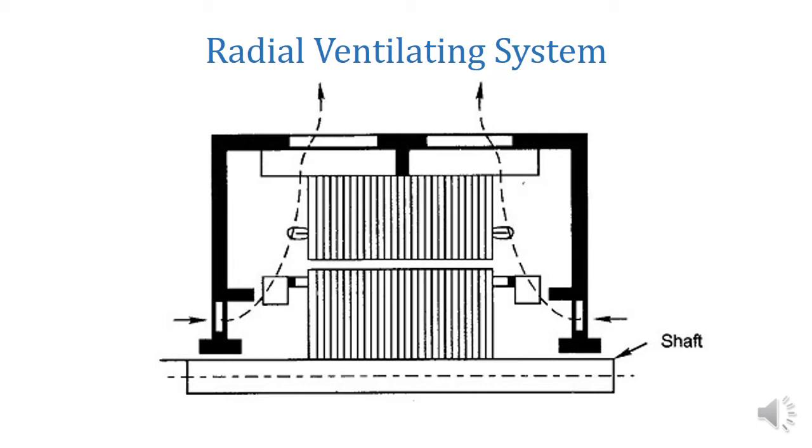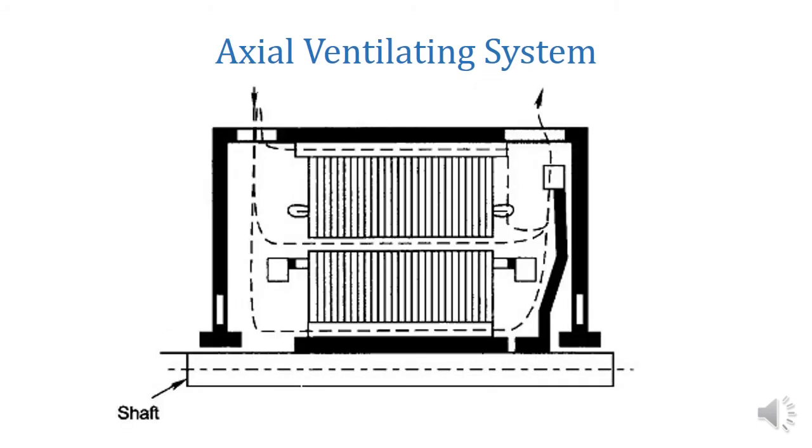And the next one is axial ventilating system. In this case, the ventilating air or ventilating medium will be passing through the machine axially. Such a system is used in machines which have very high speed, so the provision of radial ventilating ducts will not be possible. In such cases, axial ventilating system is provided, and in order to improve the ventilation, the core plates will be punched with holes so that air can be passed very easily through those holes.